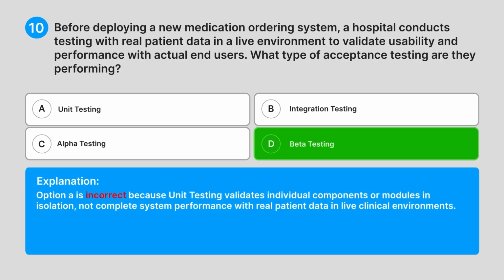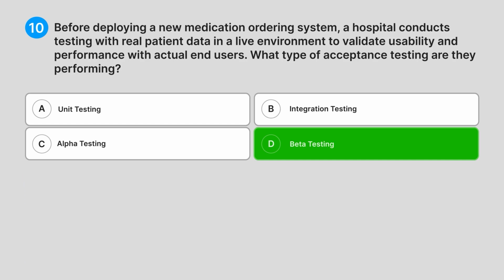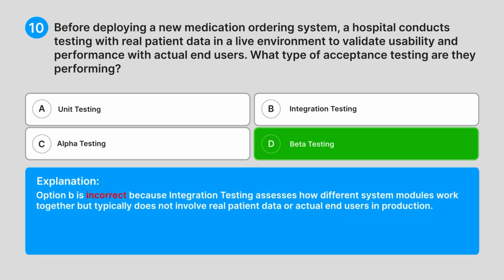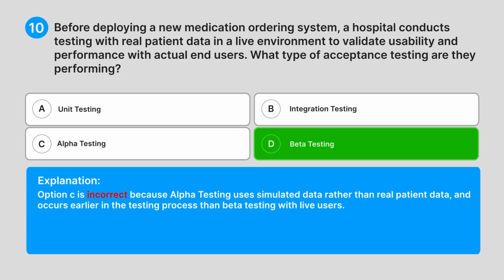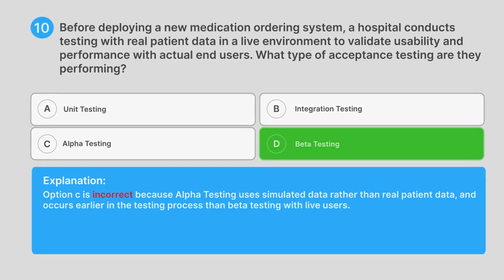Option A is incorrect because unit testing validates individual components or modules in isolation, not complete system performance with real patient data in live clinical environments. Option B is incorrect because integration testing assesses how different system modules work together, but typically does not involve real patient data or actual end users in production. Option C is incorrect because alpha testing uses simulated data rather than real patient data and occurs earlier in the testing process than beta testing with live users.